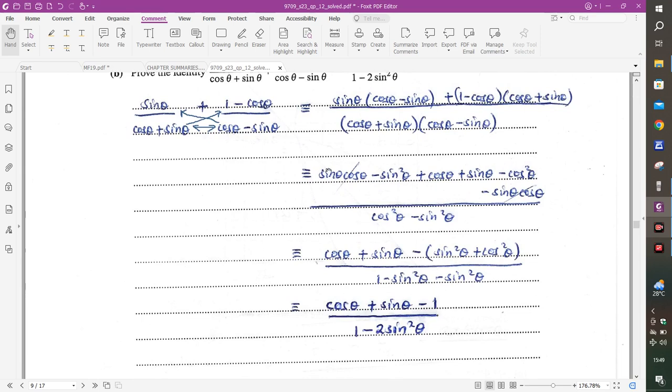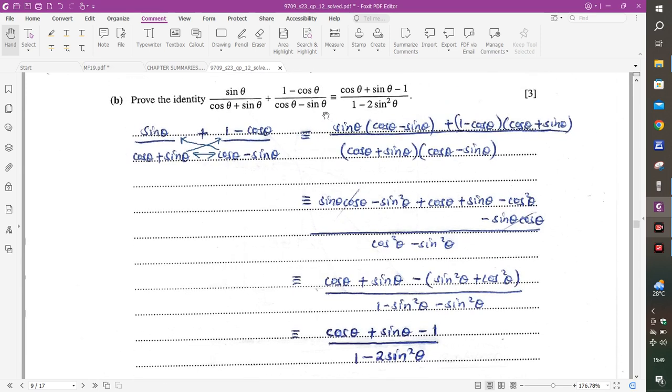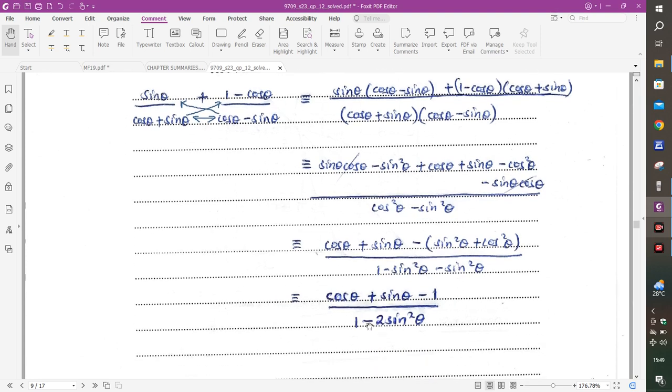And then, when you look at what they told us to prove, down here, we don't have any cos squared. So we can change this cos squared theta and express it in terms of sine squared theta. So cos squared theta is the same as 1 minus sine squared theta. So minus sine squared theta minus sine squared theta gives you minus 2 sine squared theta. And our question comes out.